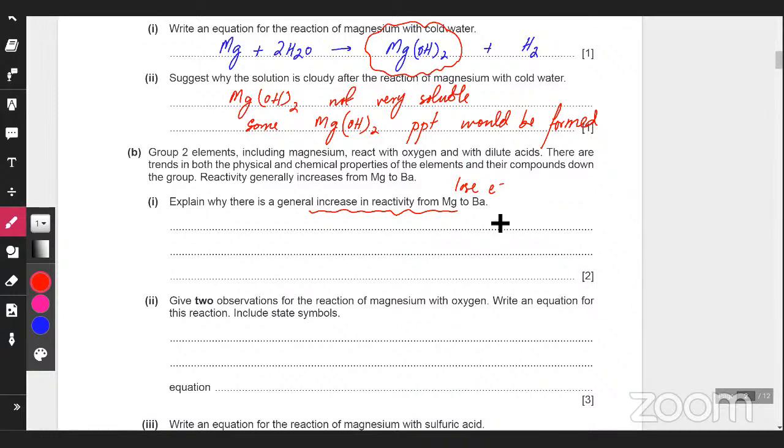So why does barium lose electrons easily? Because barium is a bigger atom. So you're going to talk about down the group. Down the group, it becomes easier to lose electrons. Why? The reason for that is that down the group you have bigger atoms, and the outer electrons are more shielded, so they're much further away from the nucleus. So these are the two things that you're going to write.